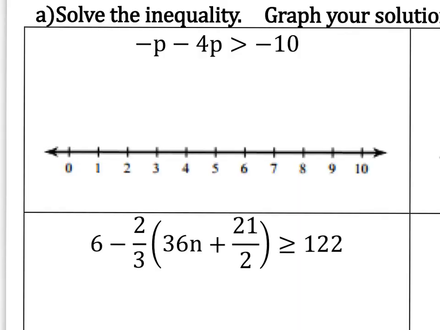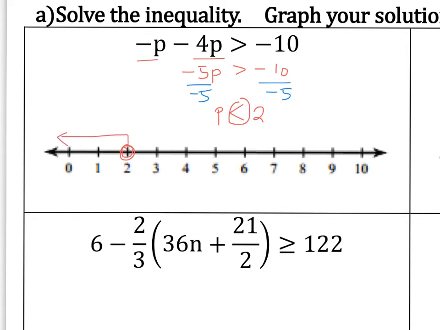Part A, solve the inequality and graph your solution if needed. So for the first one, we can combine like terms for the left-hand side of the inequality. That's negative 5p greater than negative 10. And then we're dividing by a negative number. We need to switch or reverse the inequality sign. So p will be less than 2. Since it's a less than sign, we need an open circle, and we need to point the arrow to the left.